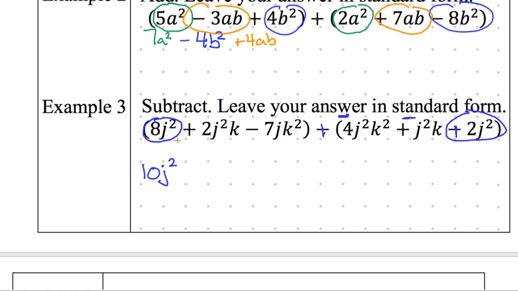Fiona's ready to go again. 2J squared K plus J squared K. Or minus. Oh yeah, there's the minus sign in here. I should circle the minus sign. And that forms what? What do I write? Oh, J squared K. So plus J squared K. All right, I agree so far.